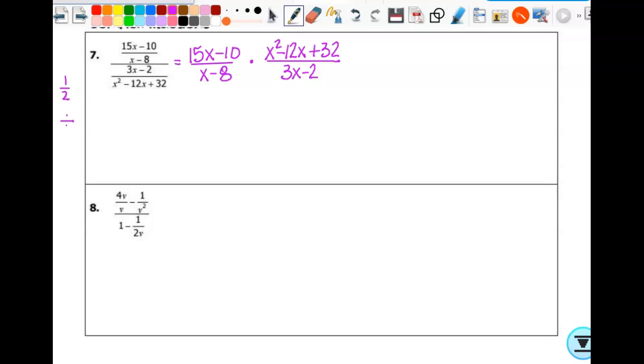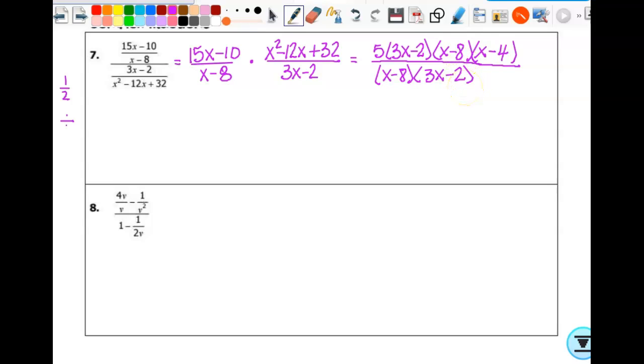So now that we have it rewritten, we can combine it into one fraction and factor all at the same time. I can factor this: 5 times (3x minus 2). Then I can factor this: I've got my 2 parentheses, x and x. 2 numbers with the same sign that multiply to give me 32 and combine to give me negative 12: negative 8 and negative 4, good. The denominator, I have (x minus 8) times (3x minus 2).